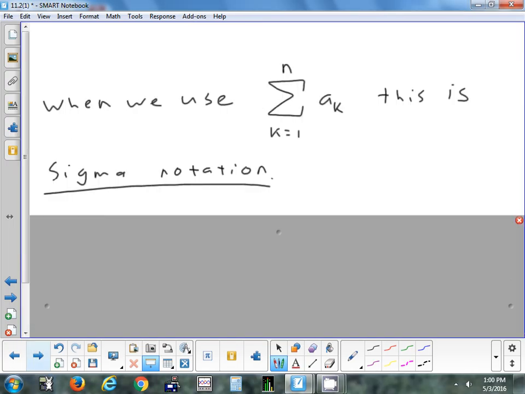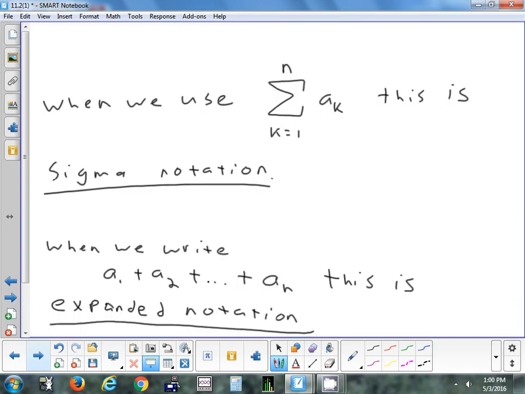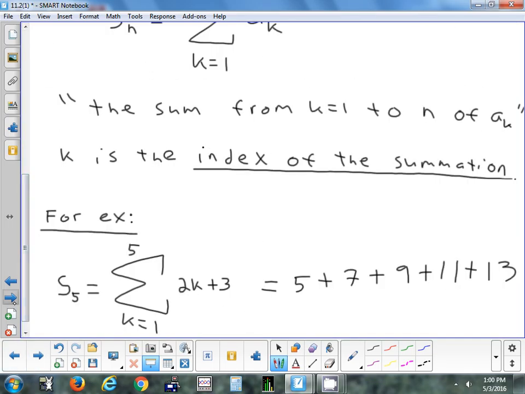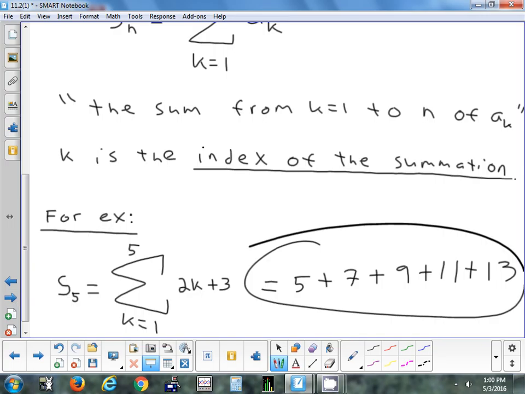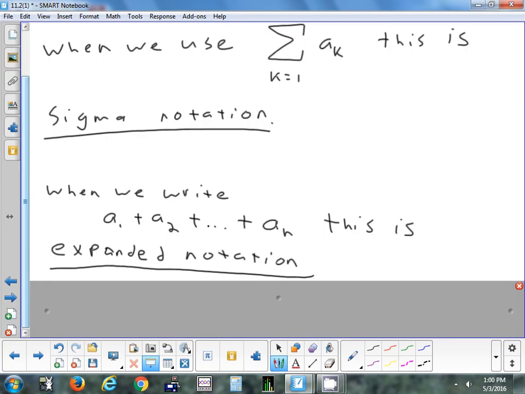All right. So when you write it with the Greek letter and you have your index, your stopping point, and then your sequence, that's sigma notation. When you write it the way I just showed you right here, that's called expanded notation. That's when you actually write out all the terms.